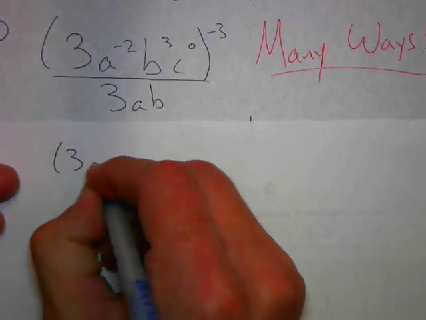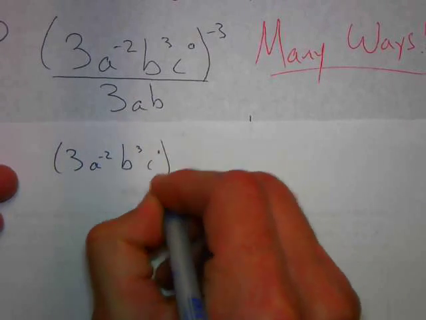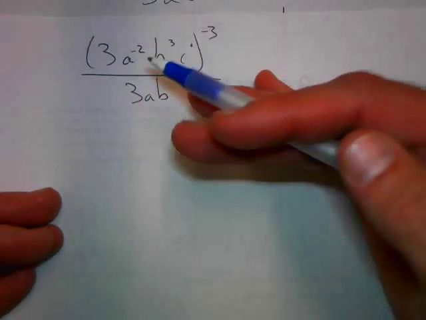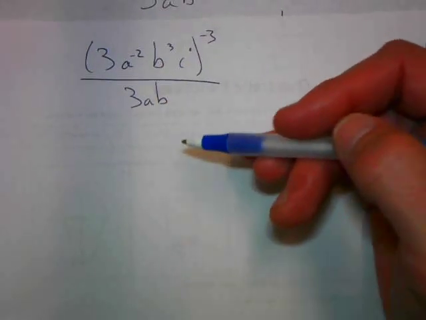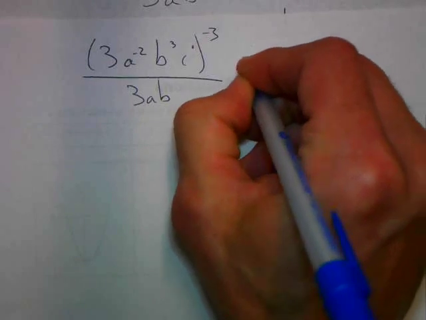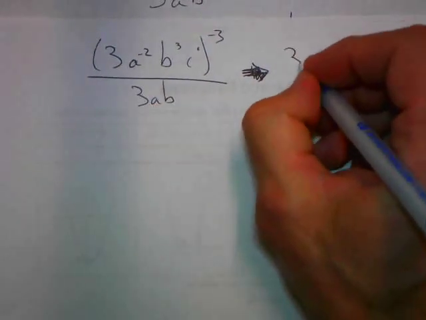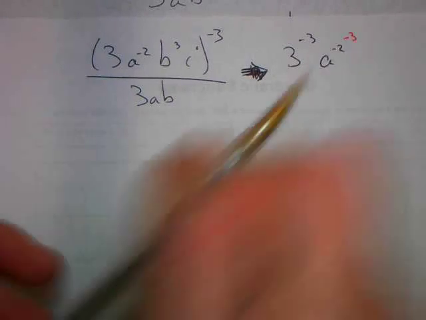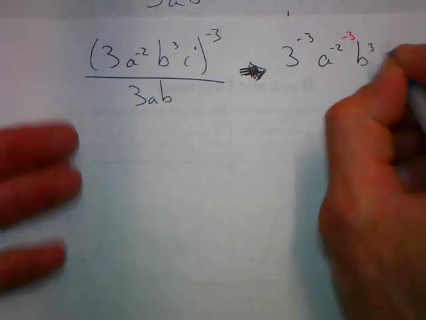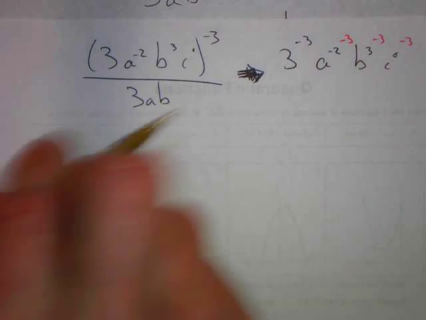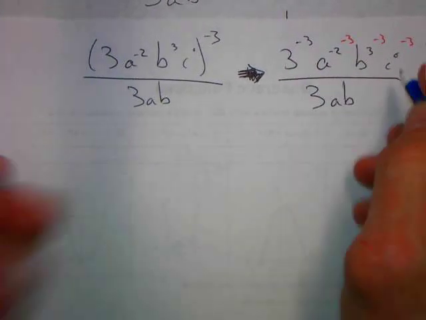All right, so we have 3 and then a to the second power, b to the third power, c to the 0, all raised to the negative third power, over 3ab. So we could do a bunch of stuff. The first thing we could do, if we want, is to take that negative 3 exponent, move the entire thing into the denominator, and go crazy from there. I'm not going to. What I'm going to do is apply all the exponents into the parentheses. I'm going to raise a to the second to the negative third, b to the third to the negative third, and then c to the 0 to the negative third, which is pretty much a waste of the pen right there. And then that's all over 3ab. I haven't touched anything.